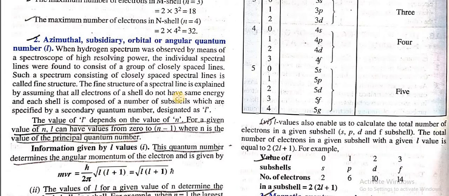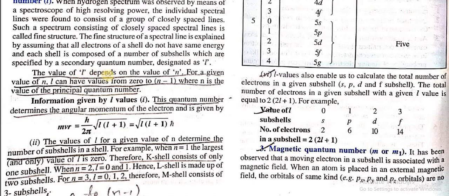The next quantum number is what we can call the azimuthal, subsidiary, orbital, or angular quantum number. This has various names, so we just take it as the azimuthal or orbital quantum number, denoted by small l. Now, the value of l depends on the value of n. So this orbital quantum number depends on the value of the principal quantum number. For a given value of n, l can have values from 0 to n minus 1.